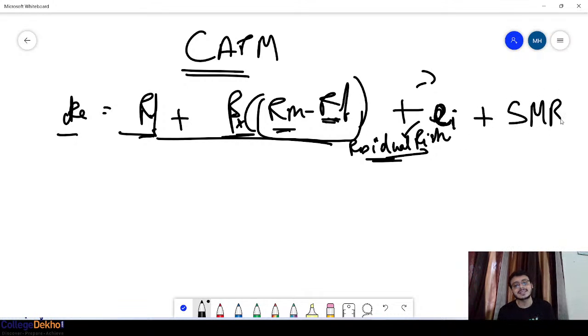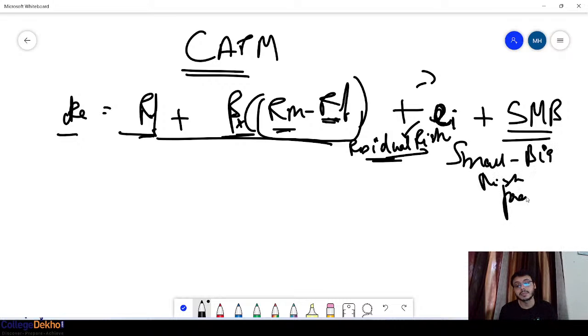Then they use this SMB. This SMB is nothing but the small minus big risk premium. And why are they using this? Because they feel that S stands for small cap companies, M stands for minus, and B stands for large cap or big companies. They say that small cap companies outperform the large cap companies, because large cap companies are mature companies and they're already trading at a very high PB value, the price to book value.